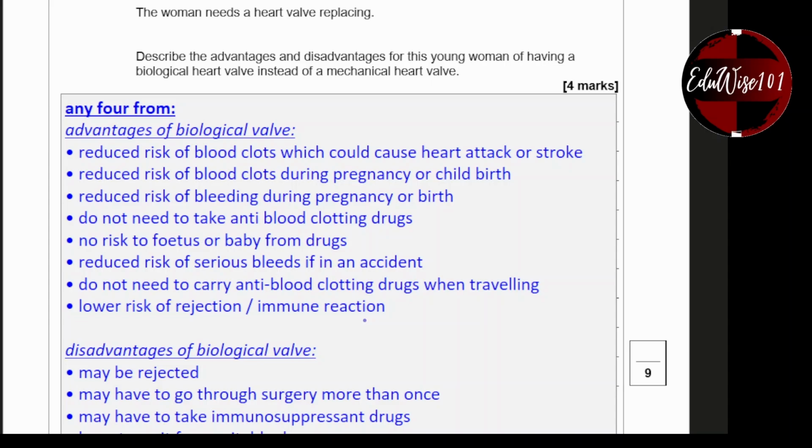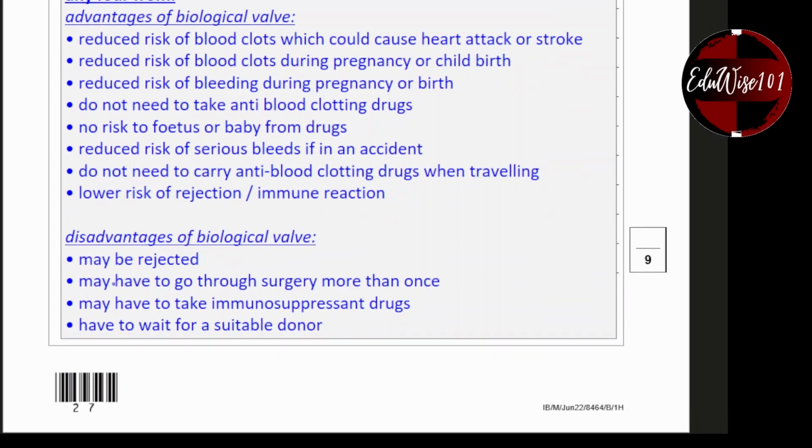There's also a lower risk of rejection or immune reaction. Disadvantage of biological valves: it may be rejected, and may have to go through surgery more than once. So if the person is young, then we'll probably need additional surgery later on. May have to take immunosuppressant drugs, and we'll have to wait for a suitable donor as well.